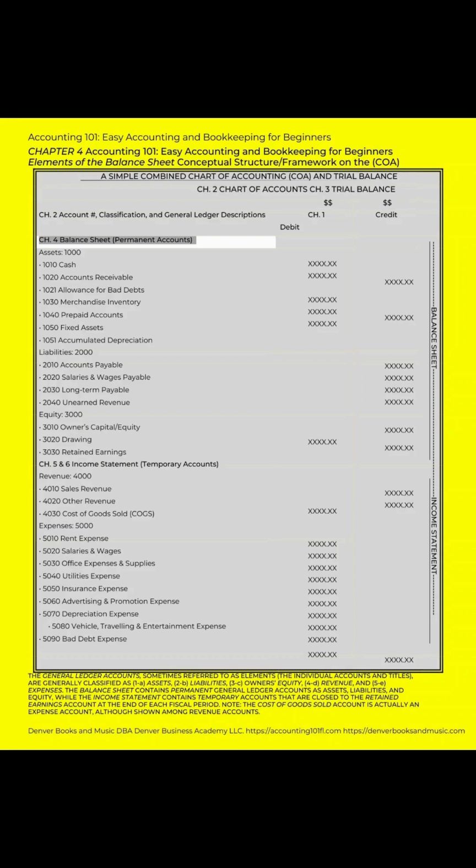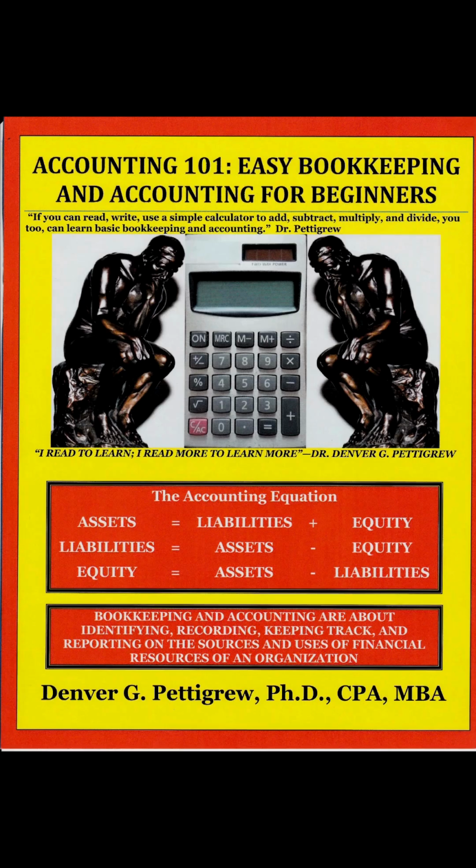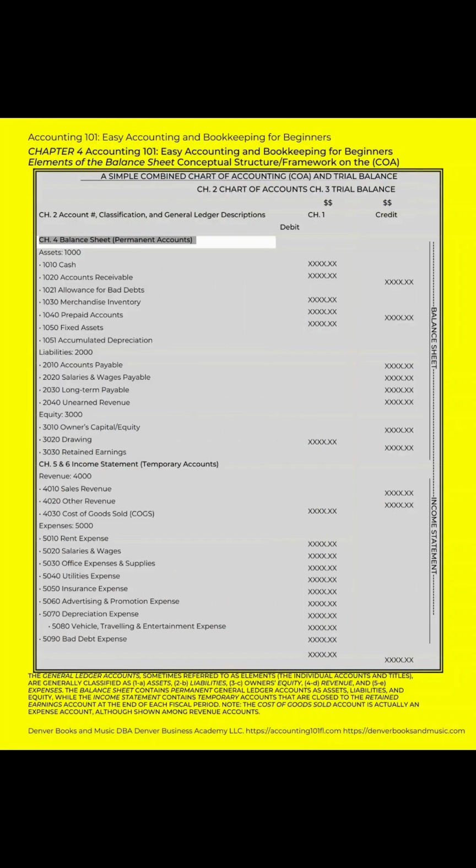Asset accounts in the general ledger normally have debit balances and are reported on the balance sheet from most liquid to least liquid, with the most liquid asset being cash. Liquidity refers to how quickly the asset can be converted to cash.